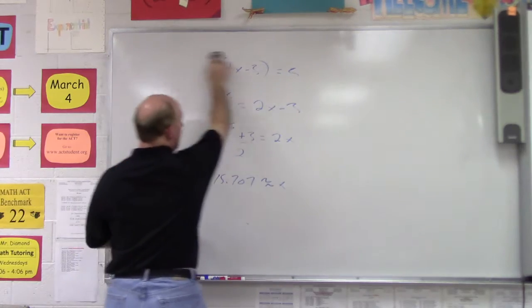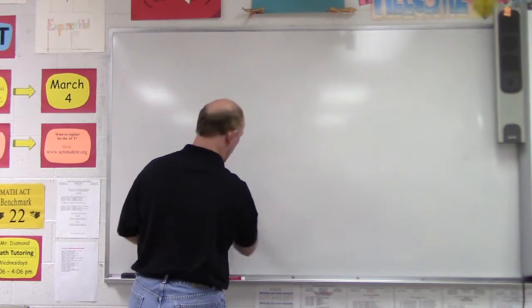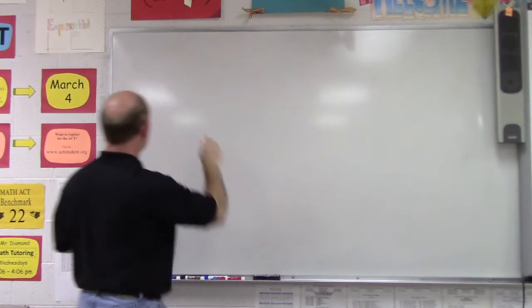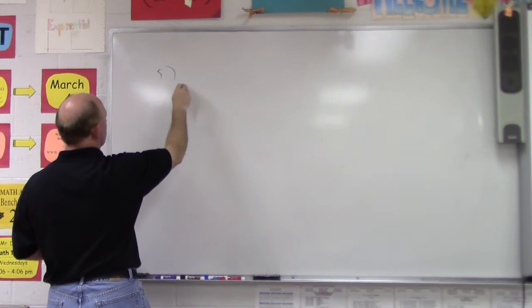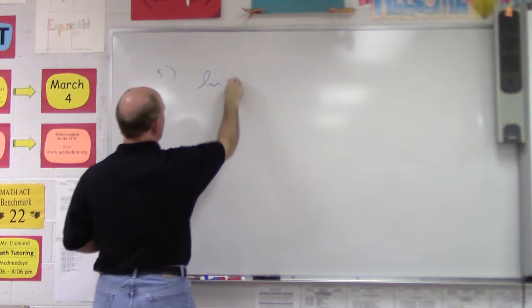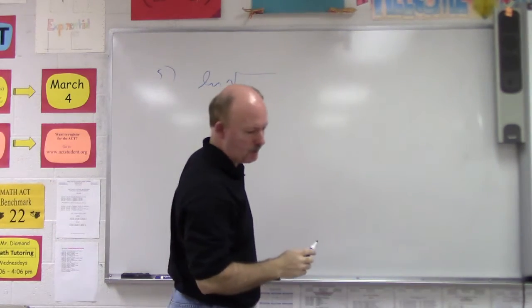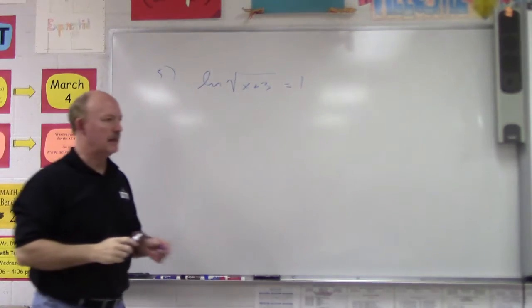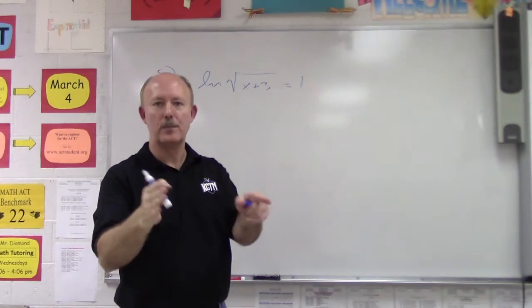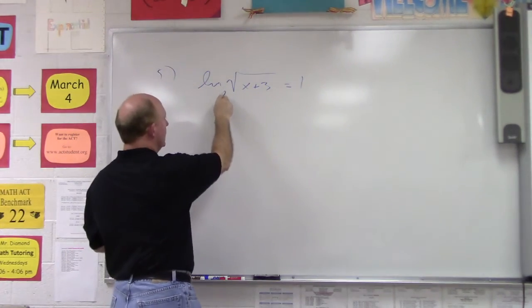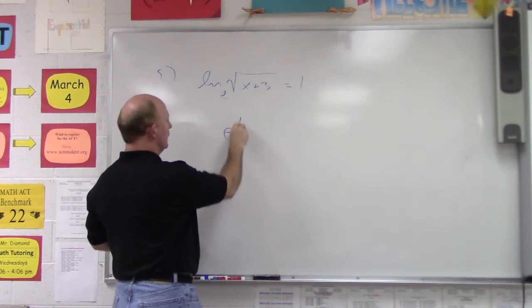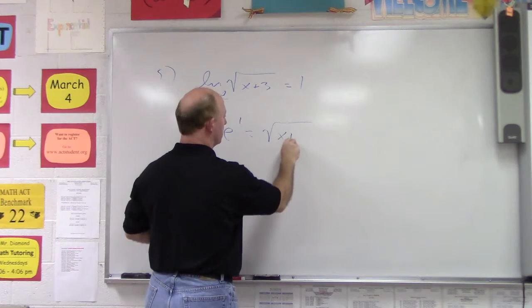Now let's try another log equation. Let's do one more equation, then we'll get into some derivatives. Okay, let's try this one right here, number 5. Let's take the natural log of the square root of x plus 3 equals 1. Once again, let's convert from log form to exponential form. You can see this is our base, base e. This will be e to the 1st power equals the square root of x plus 3.